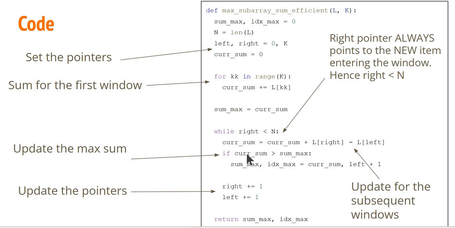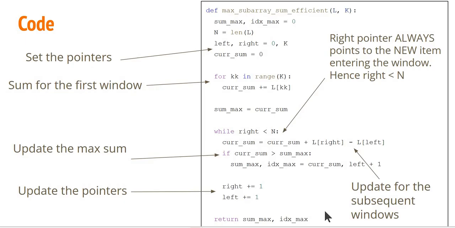I update the maximum sum if that's required. Most importantly, I move both the pointers: I move right by 1 and I move left by 1. I like this about the while loop implementation because the movement of pointers is explicit. It's very clear that the separation between these two is not changing, which is why we call this a fixed size sliding window. Once the while loop exits, I return the sum max and the index max.